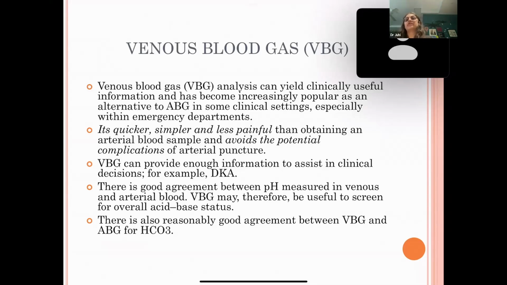Apart from oxygenation, VBG is much quicker to take, simpler and less painful, also avoiding the arterial complications. Earlier we used to prefer ABG, but now even the DKA guidelines advise that you can take VBG to provide enough information for clinical decisions. Also, the pH value in the VBG and ABG is almost similar, just a 0.05 difference. So you can consider screening the overall acid-base status in a VBG as well. The bicarbonate value is also similar, so you can assess the bicarb also.